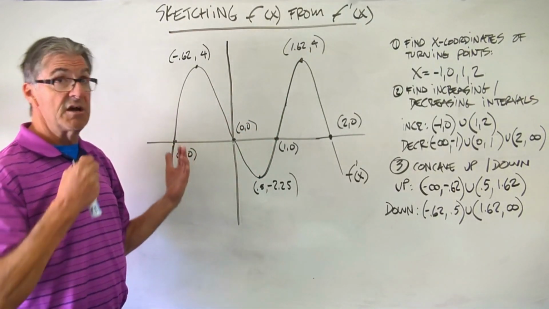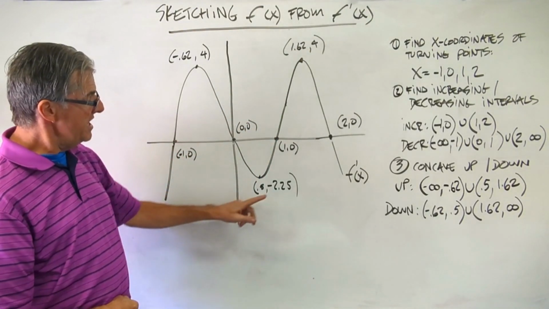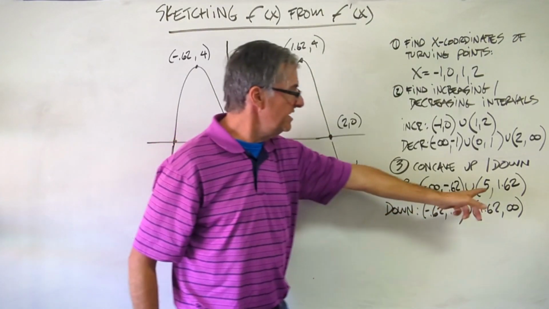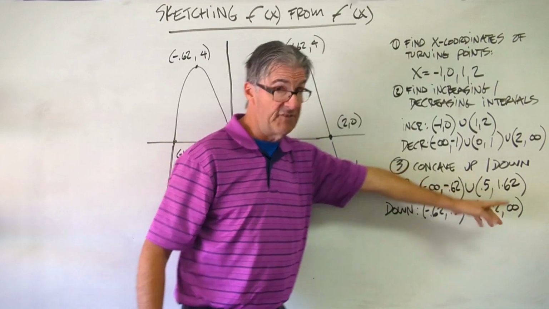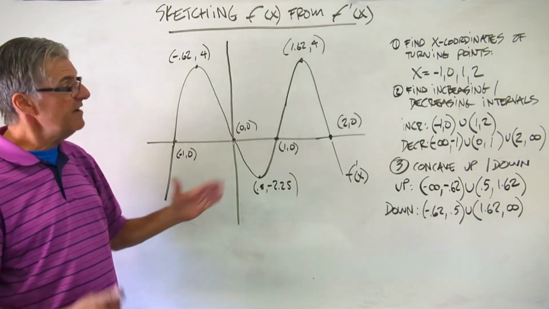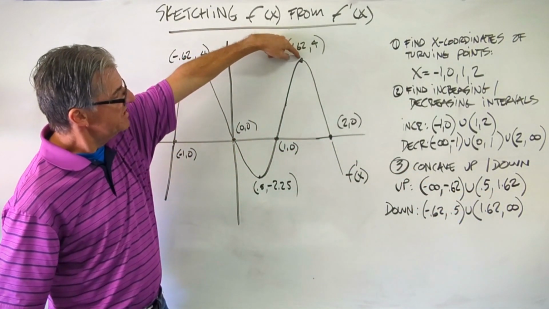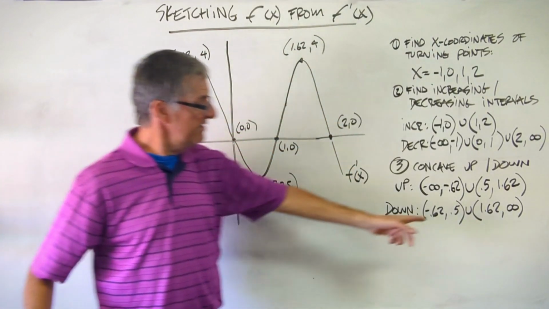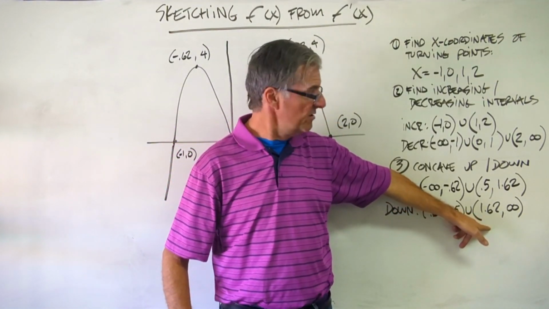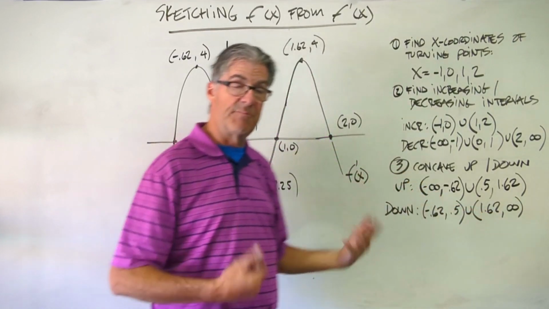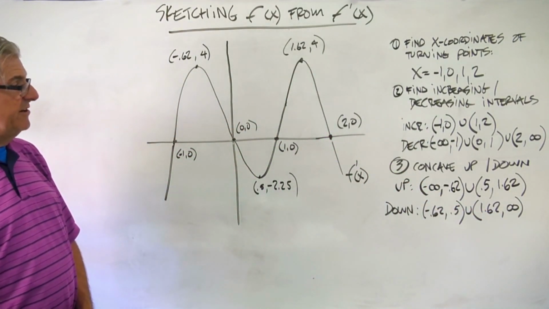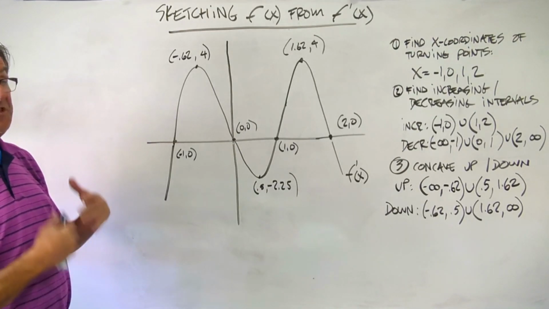So our second concave up interval is from 0.5 to 1.62. And that indeed is my second interval for concave up. Finally, for concave down, the function is decreasing from this point all the way down to positive infinity. Hence, the last interval, 1.62 to positive infinity. Okay, so now we're ready to sketch the graph of the original function.